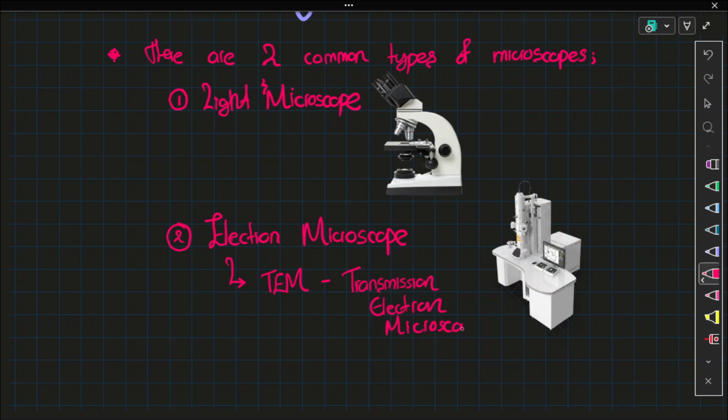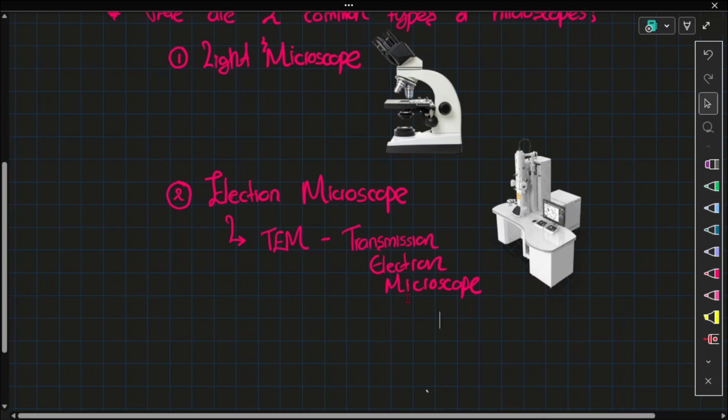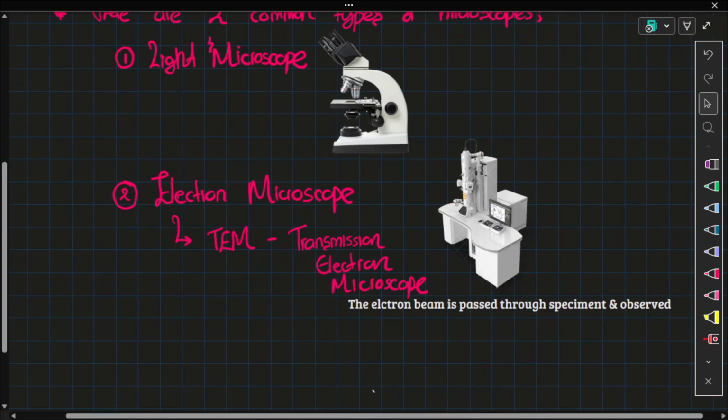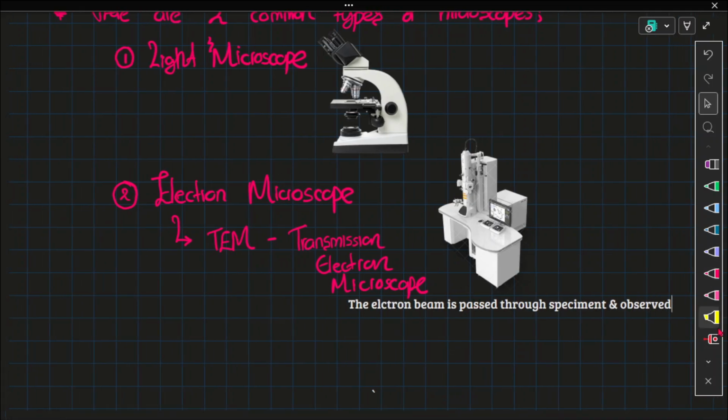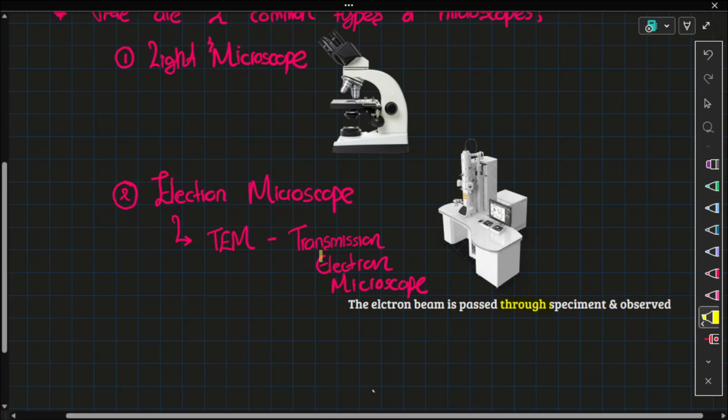Now, what's up with a transmission electron microscope, you might ask? Simply speaking, in a transmission electron microscope, the electron beam is passed through the specimen, and then you can observe. Electron, what's the keyword here? The electron beam is passed through the specimen. It is transmitted through the specimen.